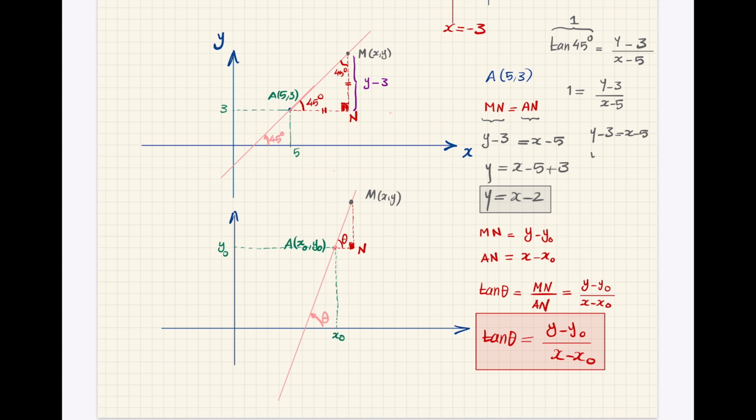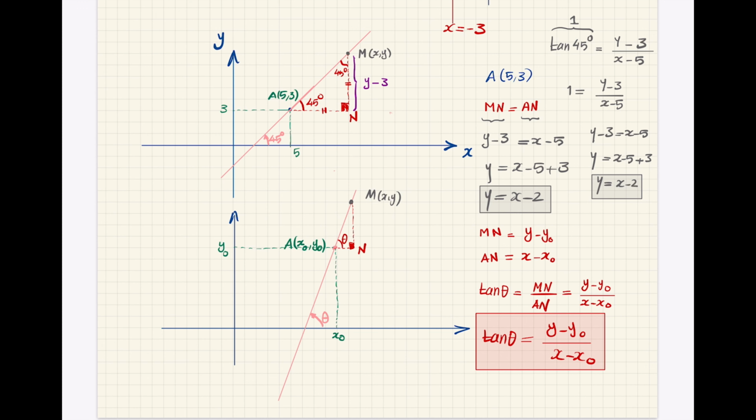And let me move minus 3 to the other side. It becomes minus 5 plus 3, and then it becomes y is equal to x minus 2. End of the story. So you see, this formula is actually working very nicely. Even though it's a little bit of a strange formula, it is very nice.